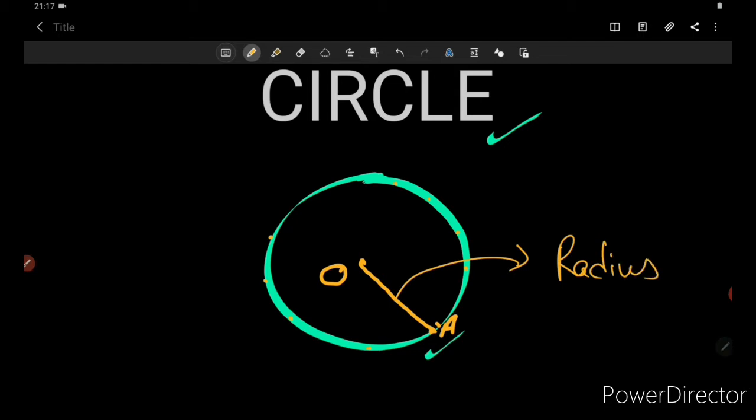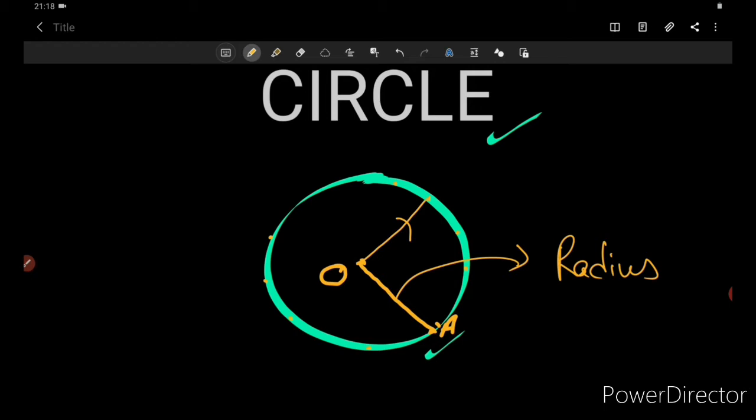So radius is a straight line segment which joins the center of the circle and any one point on the circumference of the circle. This here can also be termed as radius. So the radius of a circle is the length of the line segment joining the center of the circle with any point on the circumference.